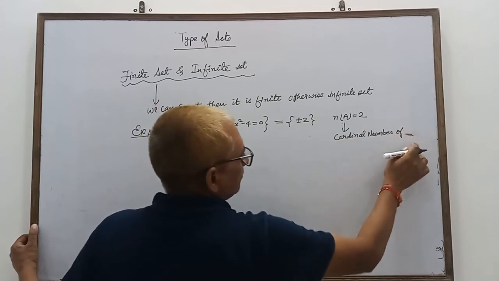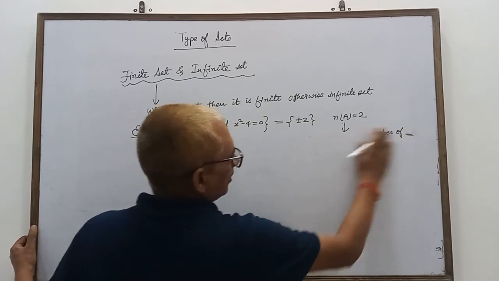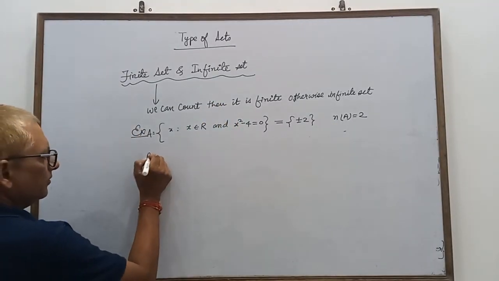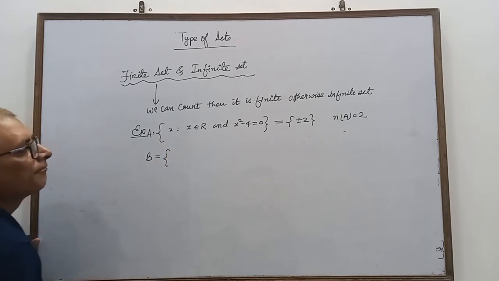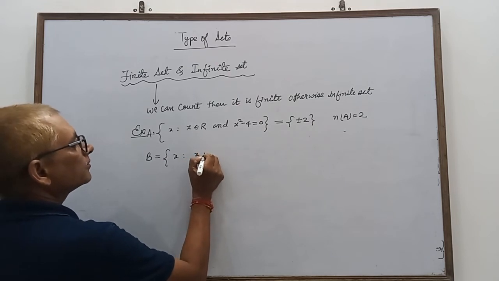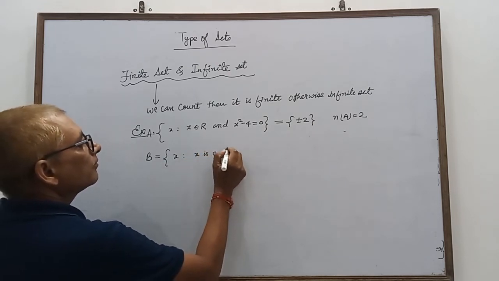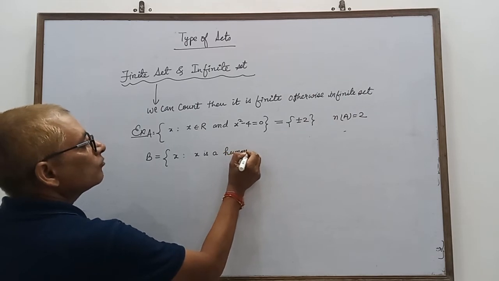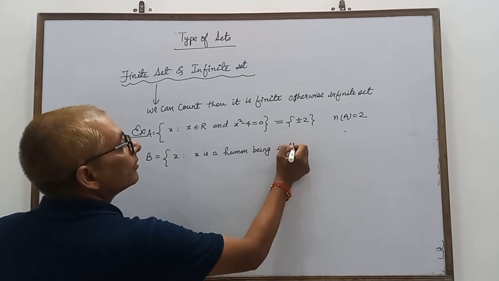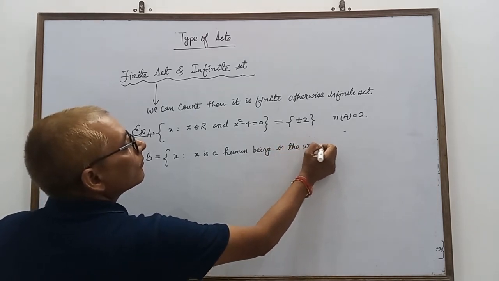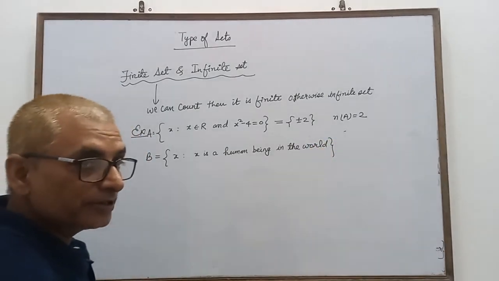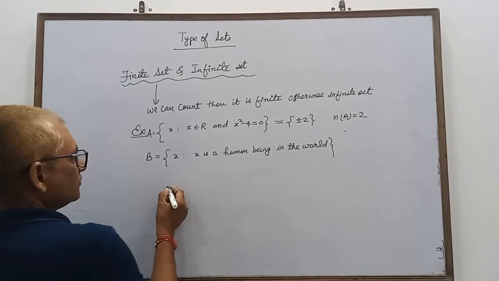Finite set, I will write again. F is the set of human beings in the world. This may be large, but it is countable. We can count, so it is a finite set.